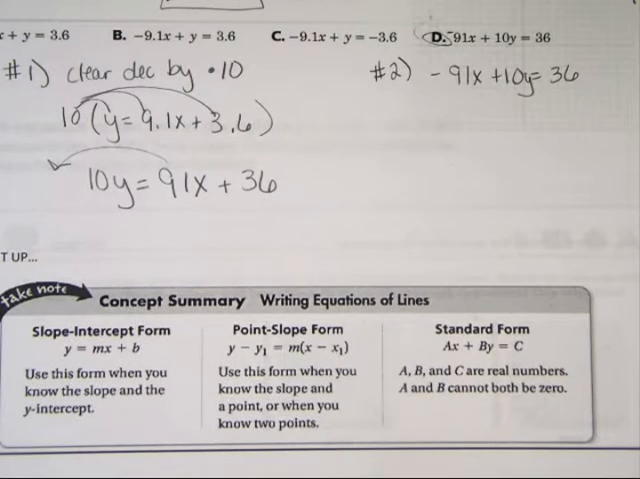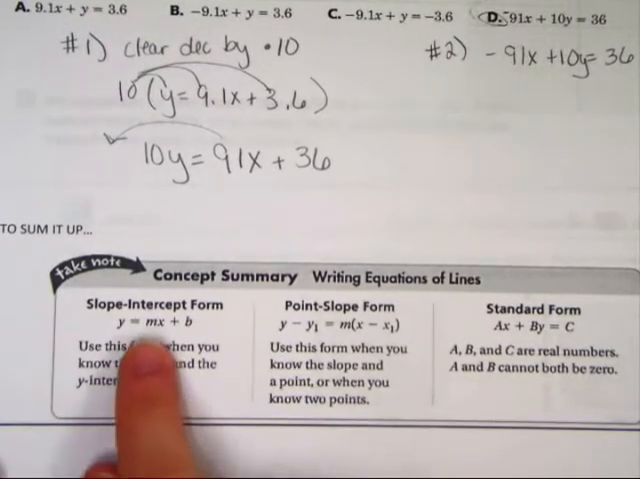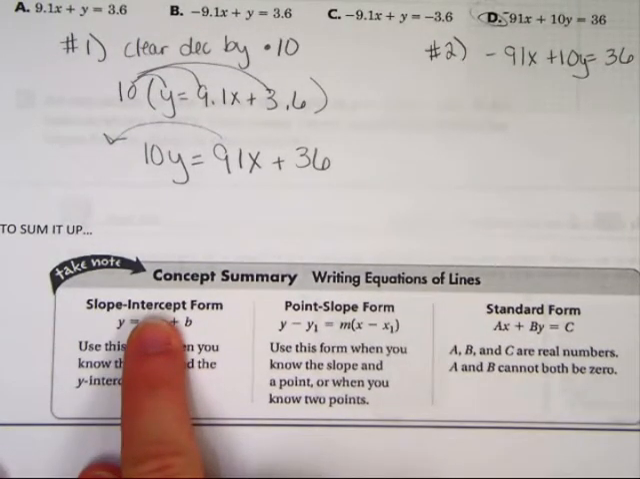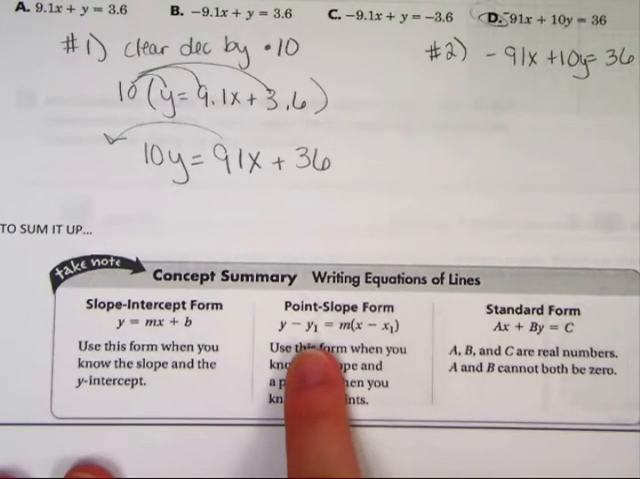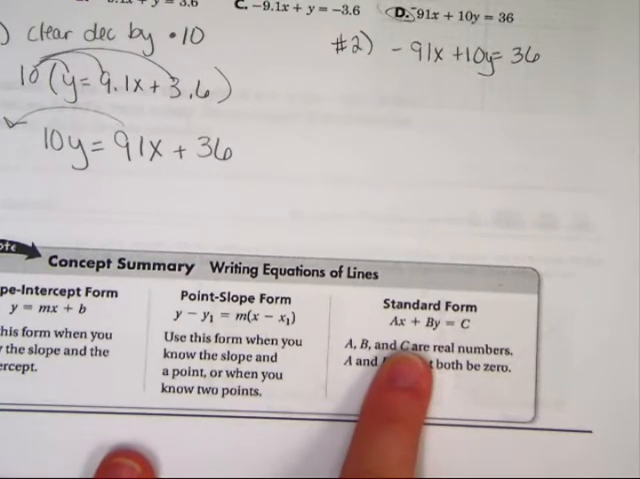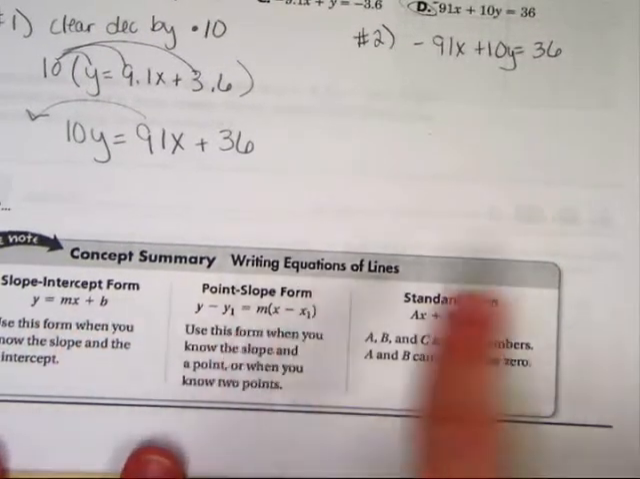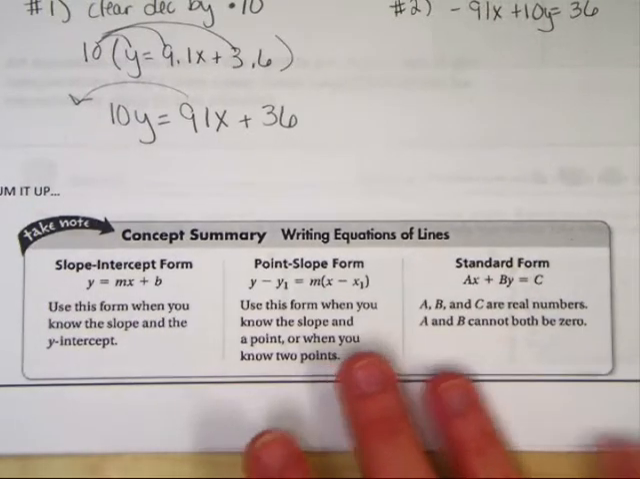So to sum up the last three concepts that we talked about, y equals mx plus b is the slope-intercept form. Point slope form is y minus y sub 1 equals m times x minus x sub 1. And standard form is ax plus by plus c. And there's little descriptions about each one below it.